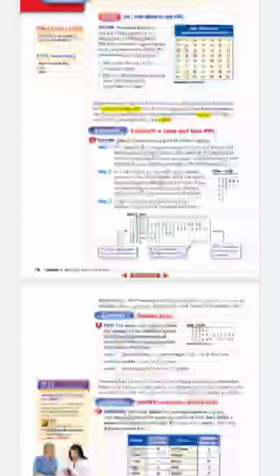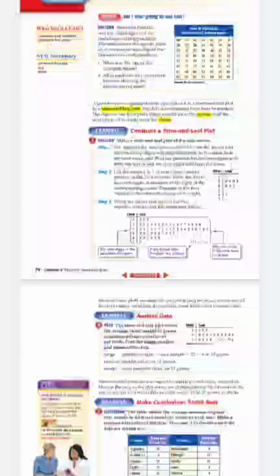2-4.5 Stem and leaf plots. When am I ever going to use this? Benjamin Franklin was the oldest signer of the Declaration of Independence. The table shows the ages in years of all the people who signed the Declaration of Independence.